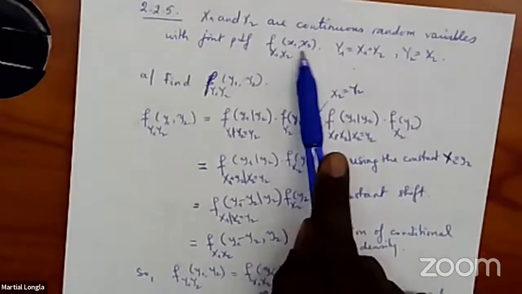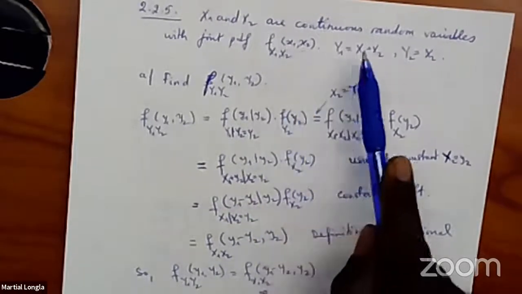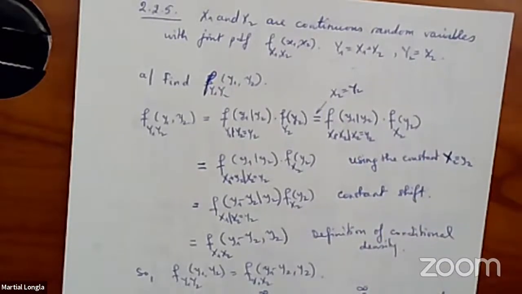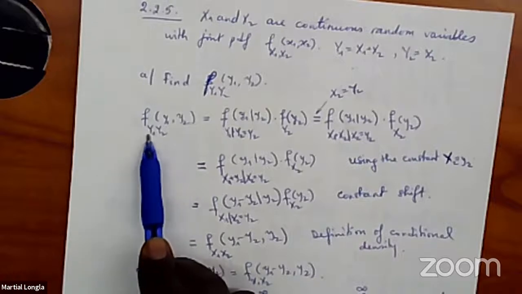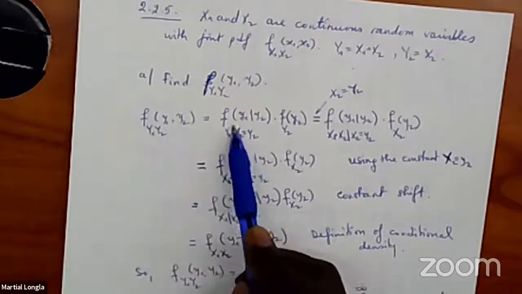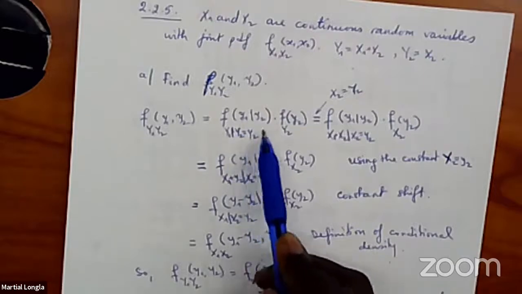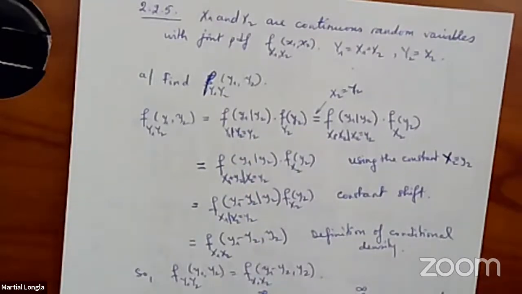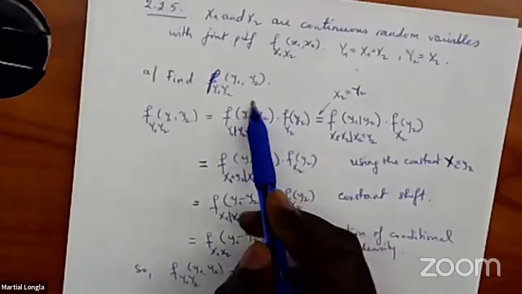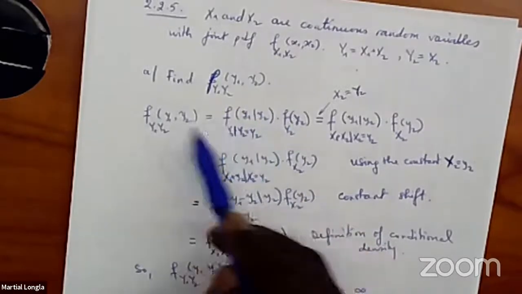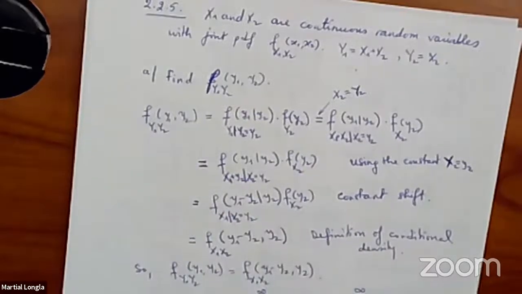So the joint distribution of x1 and x2 is this. y1 is x1 plus x2, and y2 is x2. The joint distribution of y1 and y2 is nothing but the conditional distribution of y1 given that y2 is little y2, times f of y2. That's the definition, right? This is the definition that was given for conditional probabilities and conditional distributions. So I just multiply by this to get that.